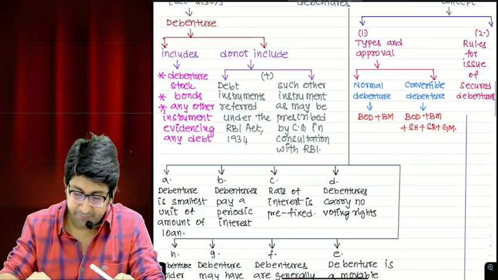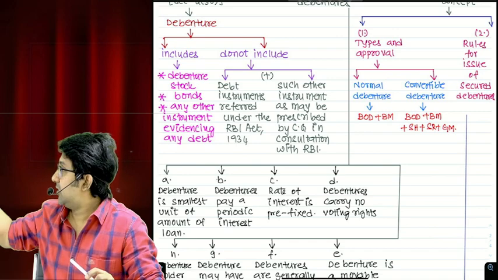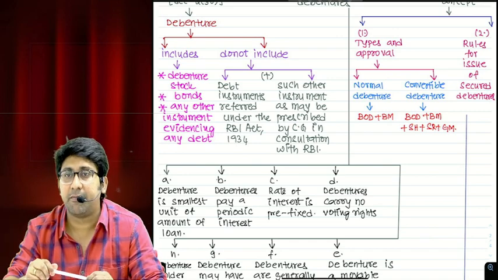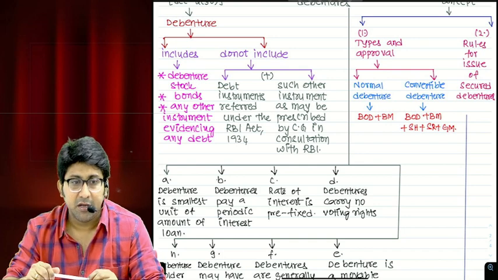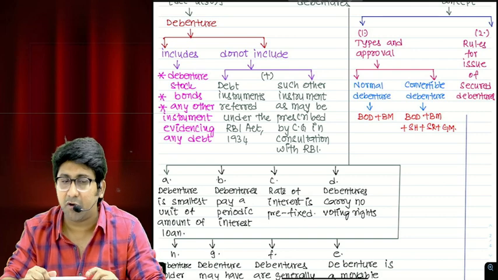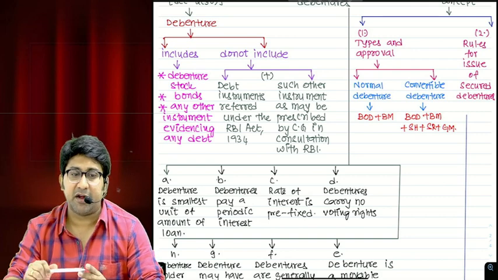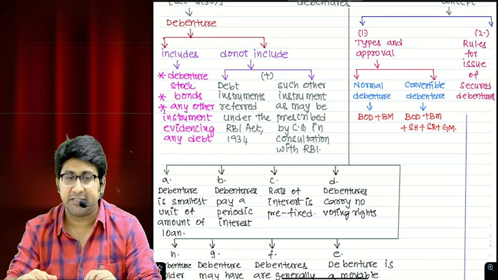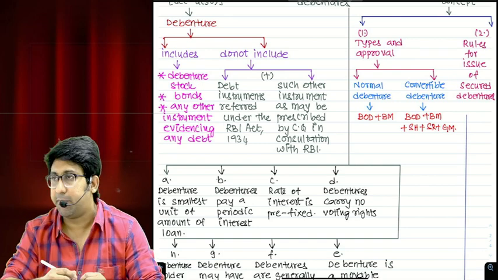See the screen once. Debenture. See the screen. Read the point. Debenture means includes: number one, debenture stock, bonds, any other instrument evidencing the debt. Next one, do not include what? Debt instruments referred under the RBI Act 1934. Next one, such other instrument as prescribed by the Central Government in consultation with RBI.